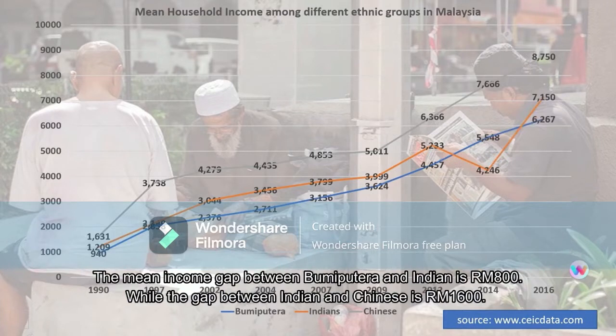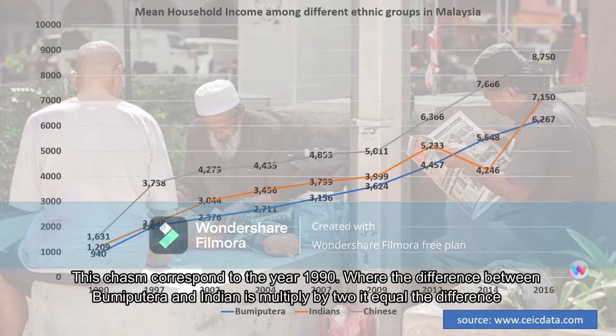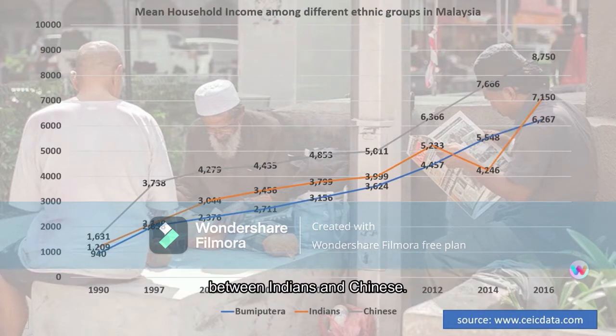The mean income gap between Bumiputra and Indians is 800 ringgit, while the gap between Indians and Chinese is 1,600 ringgit. This chasm corresponds to the year 1990. The difference between Bumiputra and Indian, multiplied by 2, equals the difference between Indians and Chinese.